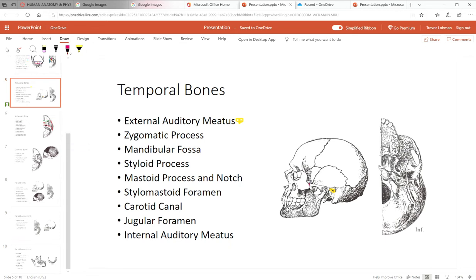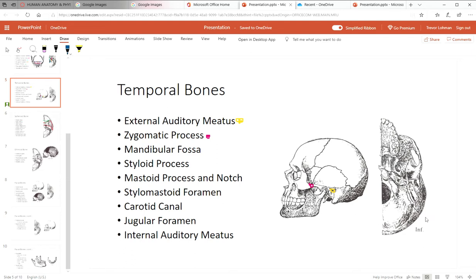The next structure is the zygomatic process. We've looked at zygomatic processes before, one on the frontal bone, and then a little bit later we'll be looking at one on the maxillary bone. This particular zygomatic process is on the temporal bone, and it's labeled there in pink.